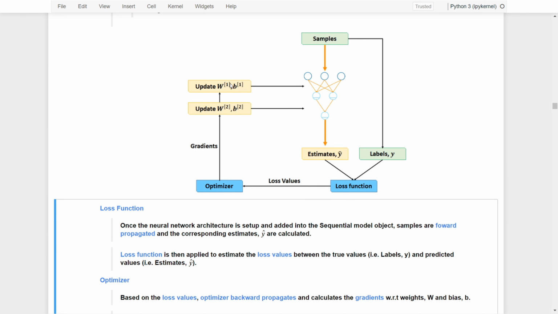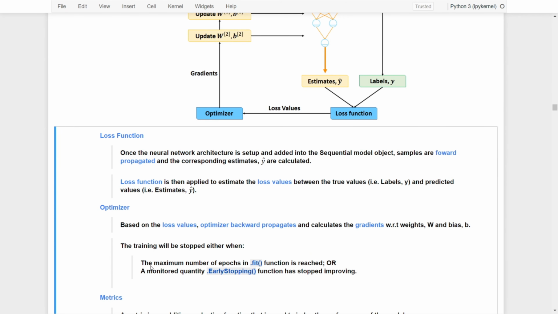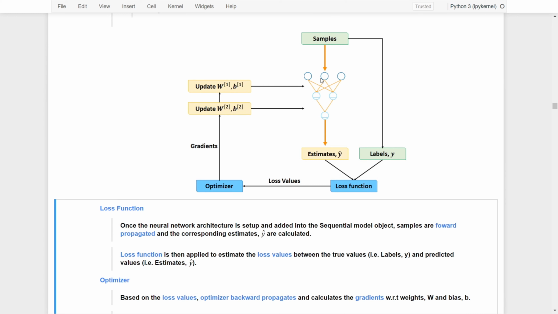These form a closed loop, just like I mentioned. The maximum number of epochs in the fit function determines how many times we continue to make this loop.